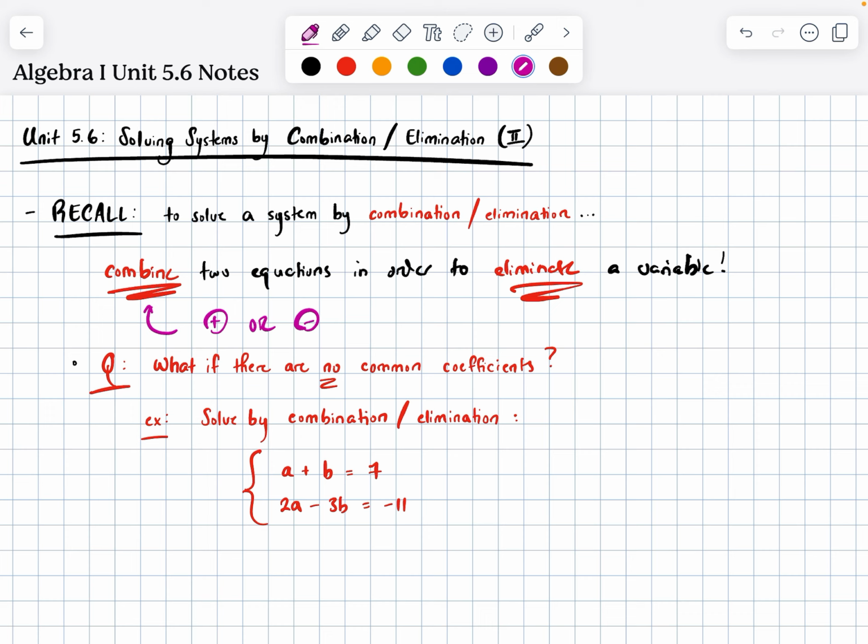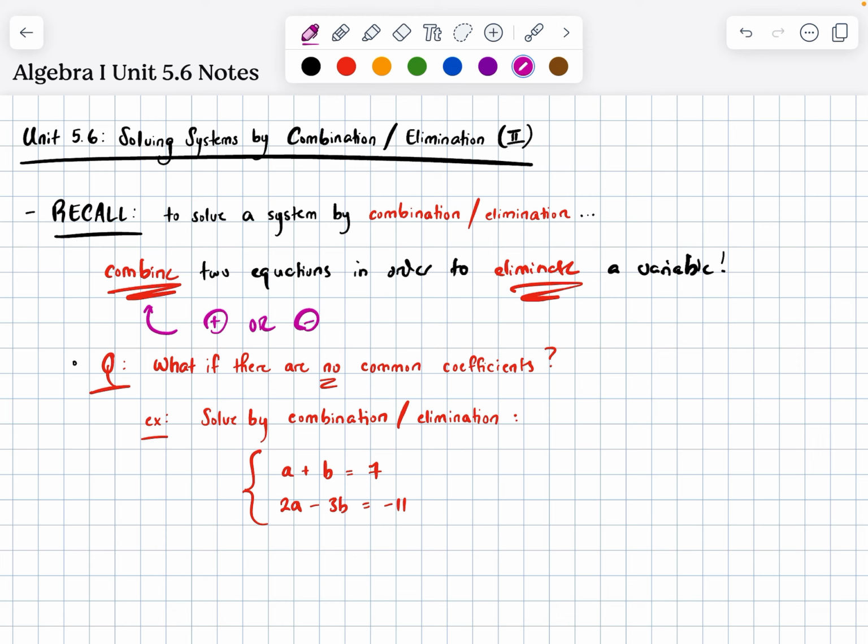A plus b equals 7, 2a minus 3b equals negative 11. Notice, if I add the two equations together, a and 2a, b and negative 3b, neither of those are going to undo each other. If I subtract a and 2a, b and negative 3b, neither of those will undo each other either. So, if I want to use my strategy of elimination, I might need to change my approach a little bit. What do you think I might need to do if there are no common coefficients, if I'm not in a place where I've already got two things that will nicely undo each other using addition or subtraction?